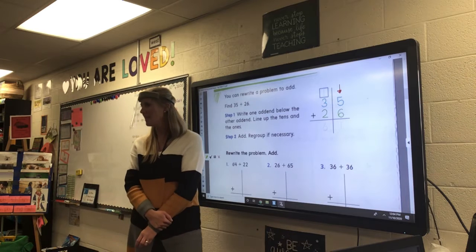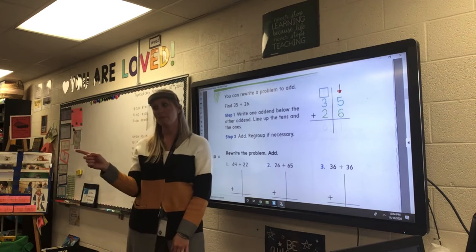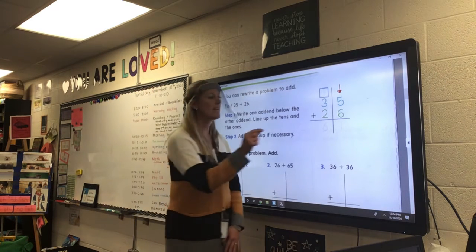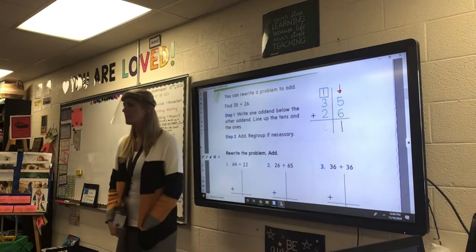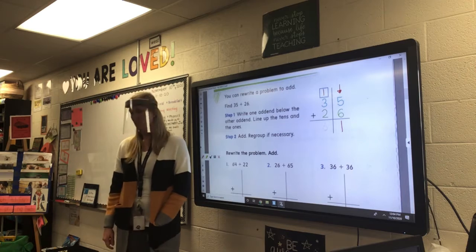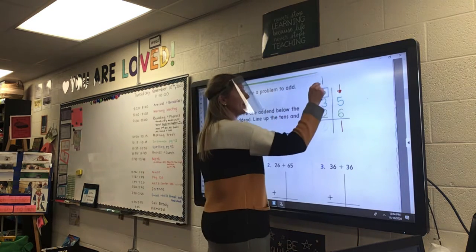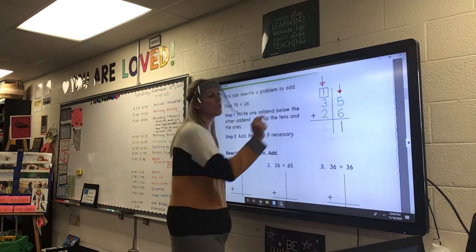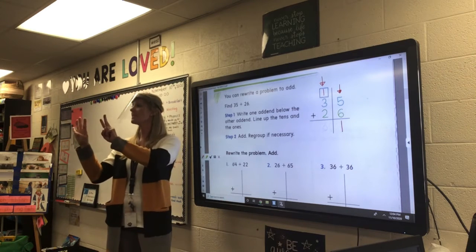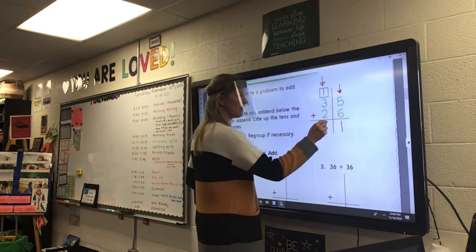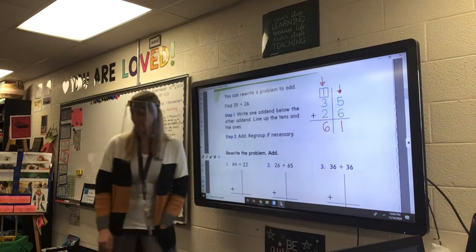5 plus 6 is 11. Don't say 16. It's 11, so put down the 1 and carry the other 1 that is in the tens. Now I'm going to add my tens. 1 plus 3 is 4, plus 2 more is 6. 61. So I should have got 61.